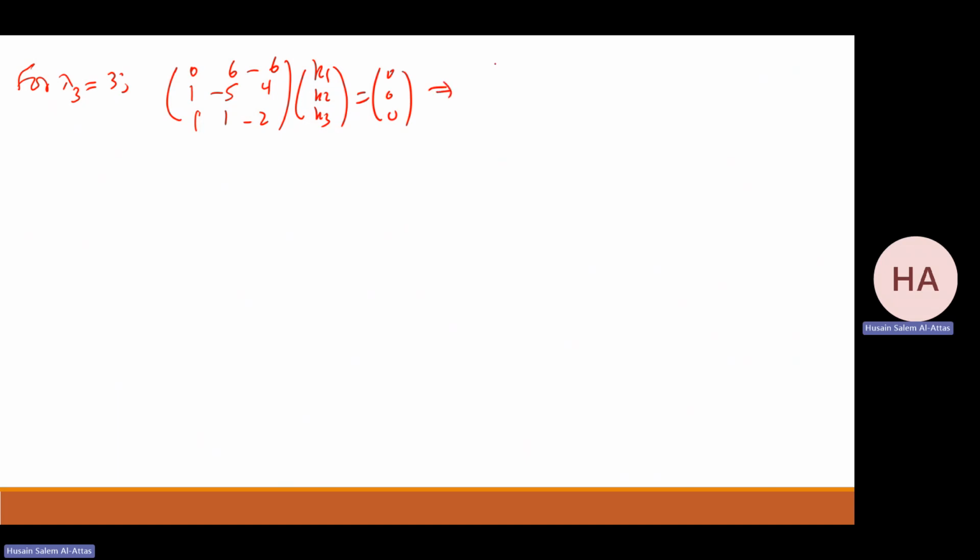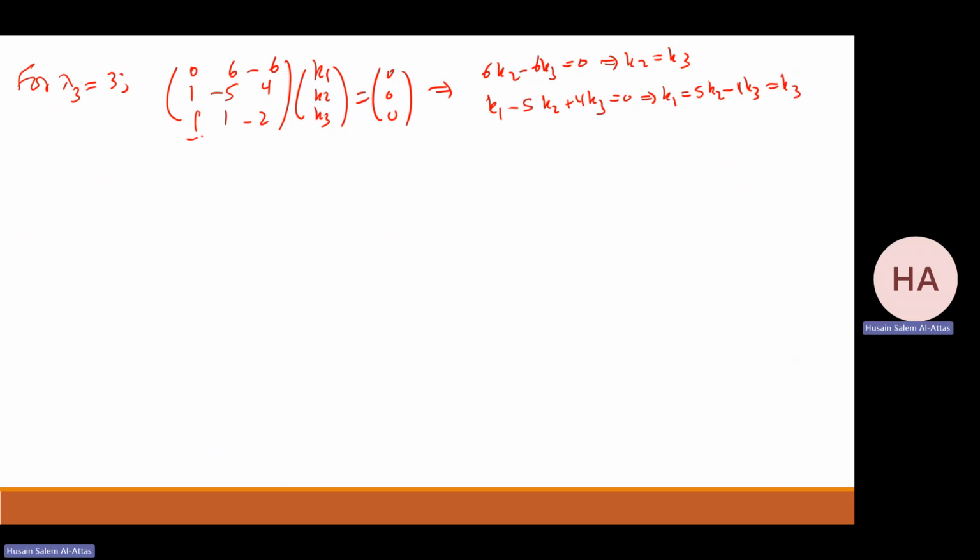For the first equation, I have 6K2 minus 6K3 equals 0, so K2 equals K3. That will make my life easier. And I have K1 minus 5K2 plus 4K3 equals 0, so K1 will be 5K2 minus 4K3. They are the same, so I have K3.